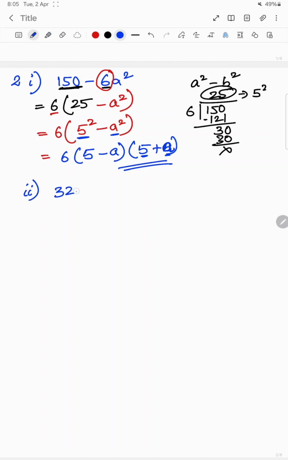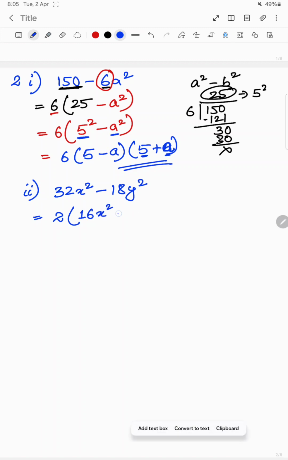Number 2 is 32x square minus 18y square. So here I see that 2 can be taken out as common. When I take 2 as common, I get 2 1s are 2, 2 6s are 12. So 16 is the square of 4. So 16x square minus 9y square, with 2 taken as common. So 2 9s will give me this number 18, so 9 will be left within the bracket.